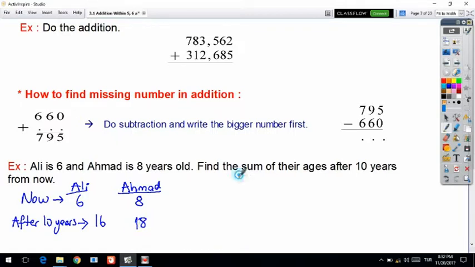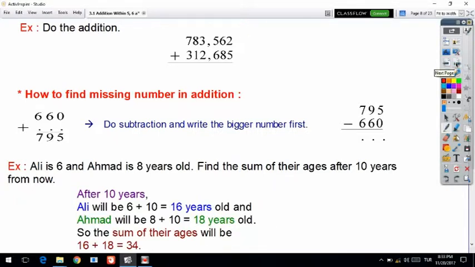So now, what is the sum? Sum means sum of, or sum of means you add. How can we add them? I am writing here first 16, then another number is 18. Then let's add them. 6 plus 8 is equal to 14. I am writing it on the right side of the question first, then once a digit comes down, another digit goes next. 1 plus 1 plus 1 is equal to 3. So the answer is 33.